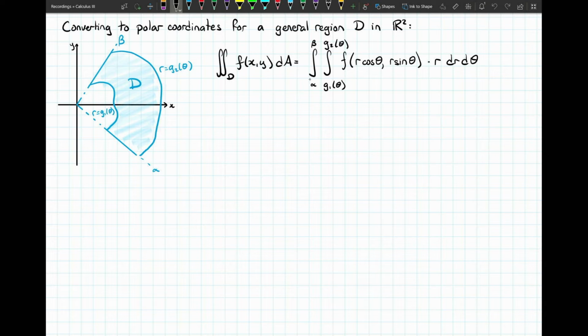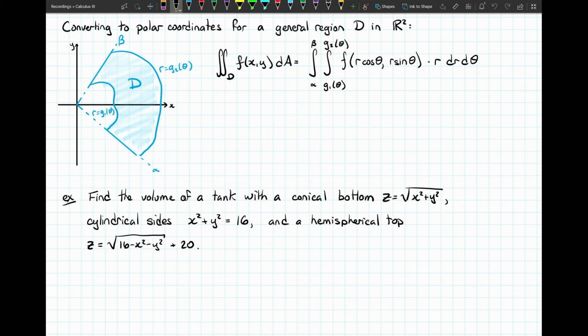And let's put this formula into practice now by looking at how we can use polar coordinates to find volumes for some kind of solid object that has rotational symmetry around the origin. Let's take a look at finding the volume of a tank with a conical bottom, cylindrical sides, and a hemispherical top. So everything here is very circular, all centered around the origin, or at least around the z-axis.